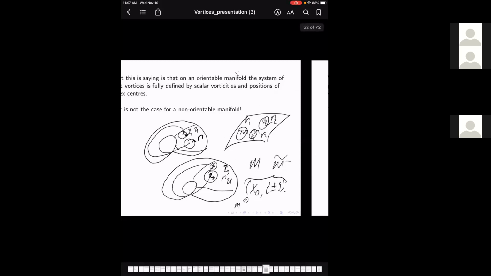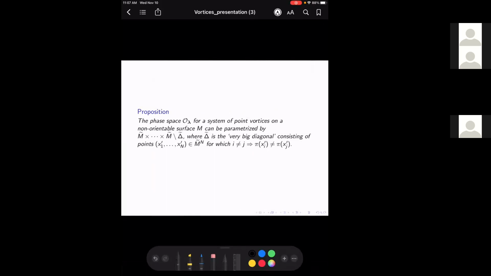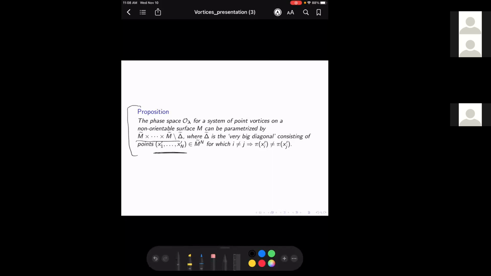Therefore, yeah, that was drawn slightly worse. We can formulate this proposition here. The phase space Lambda for a system of point vortices on a non-orientable manifold is parameterized by n copies of M tilde, which is going to be our orientable double cover, minus delta tilde, where delta tilde is a very big diagonal, which consists of all the points x1 prime, ..., xn prime in M tilde to the power of n, for which the projections coincide. So we do not allow the points whose projections coincide either.